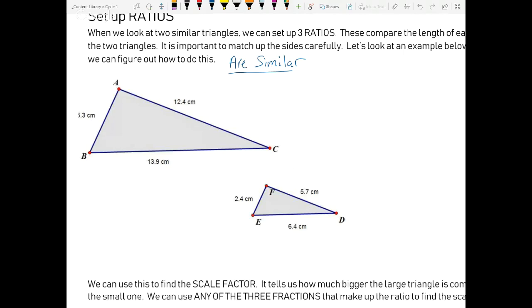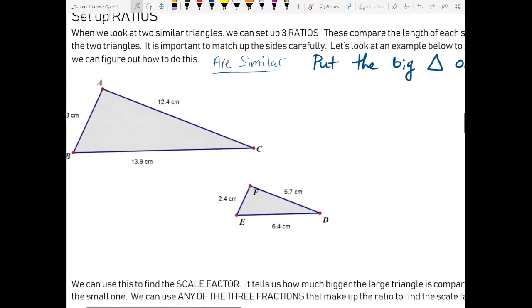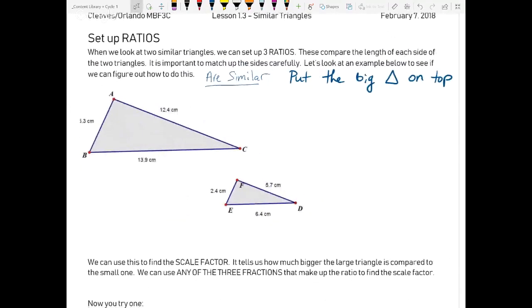So here's a rule I'm going to say. Multiplying by big numbers is nice, and multiplying by decimals is kind of weird, right? So here's going to be our rule. When we make the ratio, we're going to put the big triangle on top, always. Put the big triangle on top when we make our ratios. And what we're going to say is this. We're going to find sides that match up with one another. So on the big triangle, pick a side. Doesn't matter which one you pick.